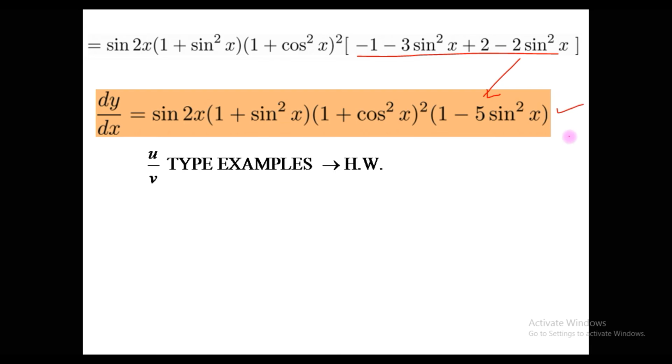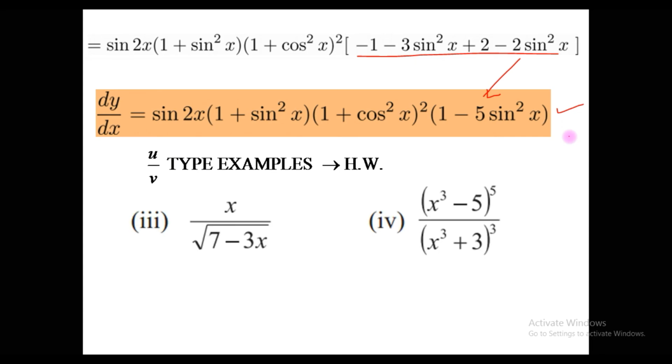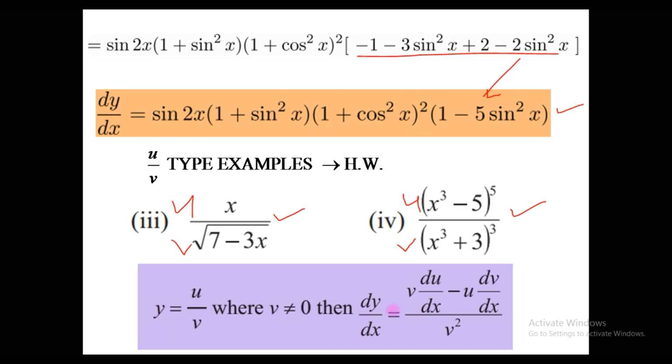Now there are a few examples in the exercise. I have taken a few sums here so that you won't find it difficult to do the exercises, because it has some variety in it. Also there are a few sums which are of the kind u upon v. These are two sums from the exercises. They have the u upon v formula. Here you can choose this as u and this as v, while in this sum you can choose this as u and this as v. After that we can use the u upon v rule. This is the rule that you can use over there, and then you can solve these kinds of sums.